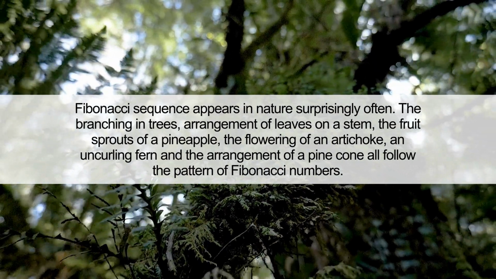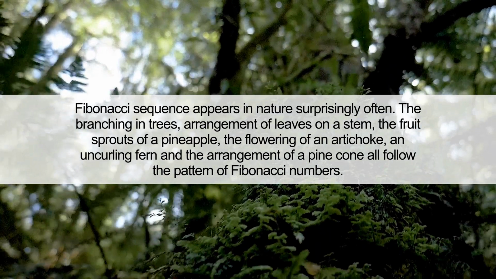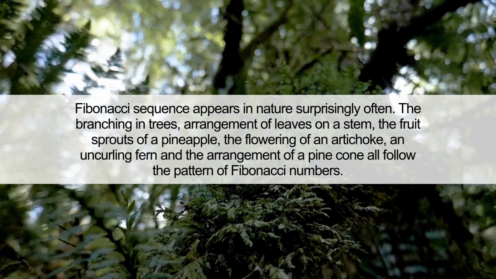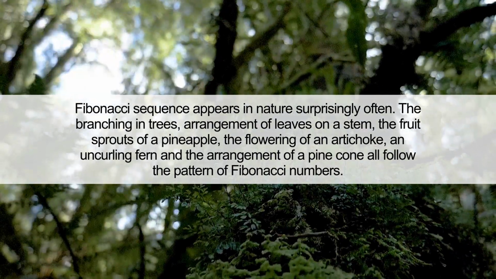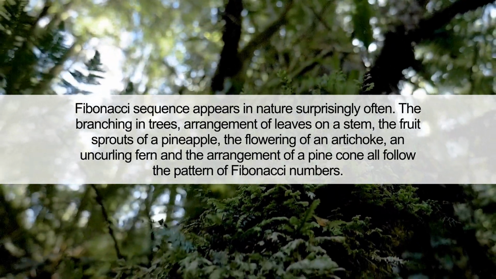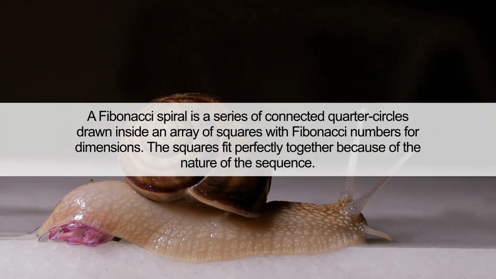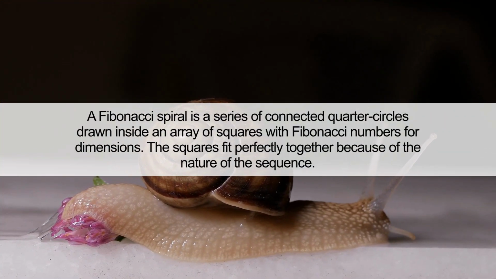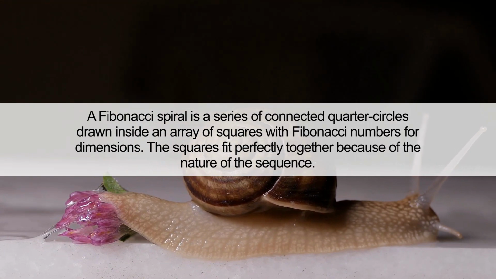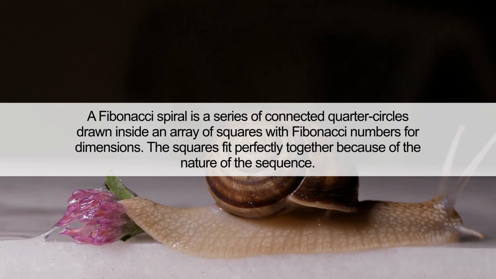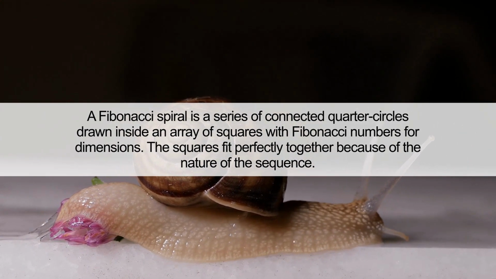The branching in trees, arrangement of leaves on a stem, the fruit sprouts of a pineapple, the flowering of an artichoke, an uncurling fern, and the arrangement of a pine cone all follow the pattern of Fibonacci numbers. A Fibonacci spiral is a series of connected quarter circles drawn inside an array of squares with Fibonacci numbers for dimensions. The squares fit perfectly together because of the nature of the sequence.